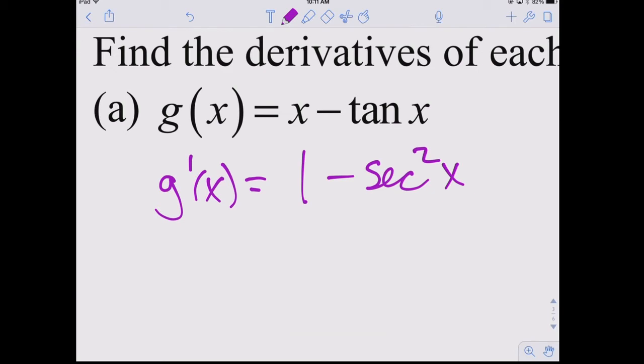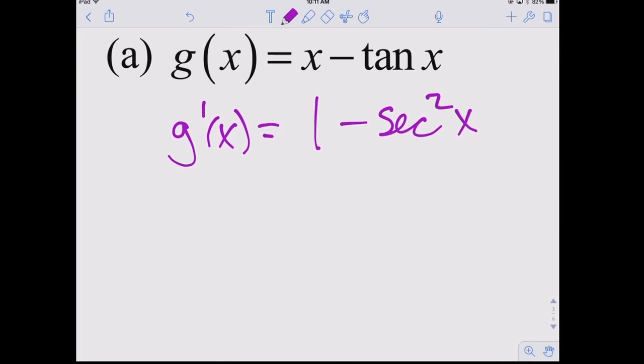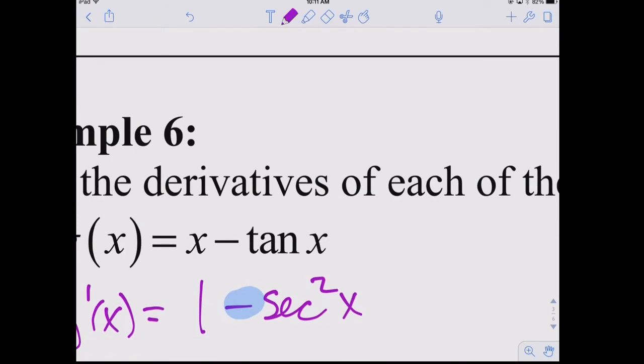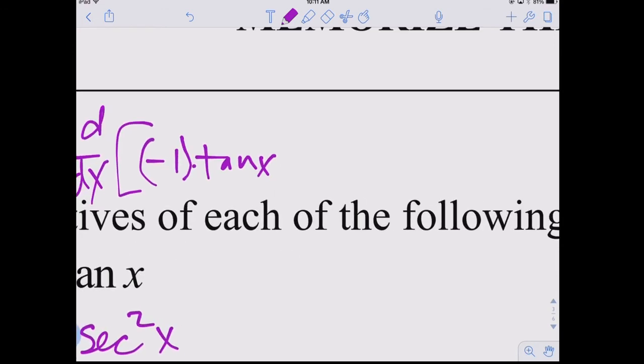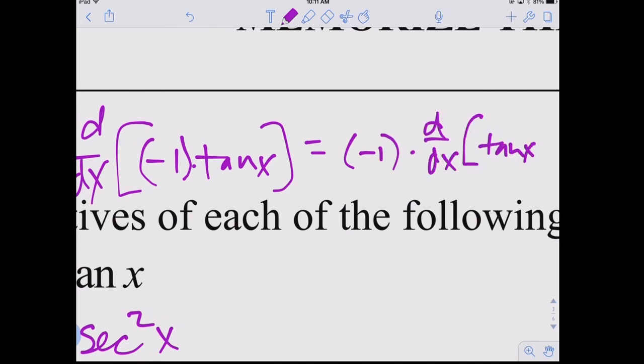Yeah, excellent. Perfect. Now what if this were a multiple choice question, and that was not an answer choice? Would you panic? Say no. No, because that's the constant rule. Remember, if you're taking the derivative with respect to x of negative tangent of x, that's like negative 1 times tangent of x, right? And we have the constant rule that says that's the same as negative 1 times the derivative with respect to x of tangent of x.